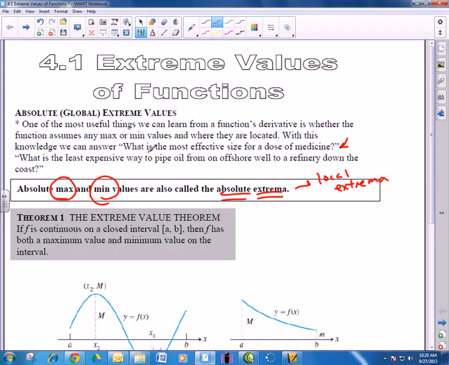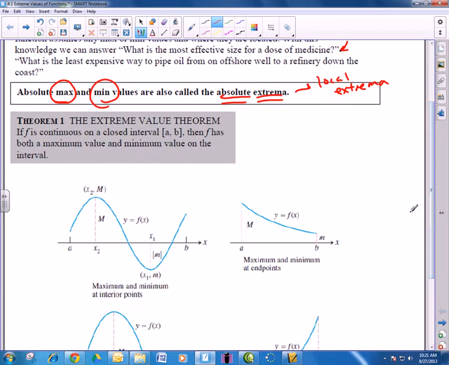Also, what is the least expensive way to pipe oil from an offshore well? So if you're pumping oil through a pipe, you can use calculus to figure out, first of all, how much force is required, how much energy am I going to use, if I know that I want to pump this much in an hour, then how big is the diameter my pipe is going to have to be? So we'll be able to answer questions like that as we move throughout this chapter.